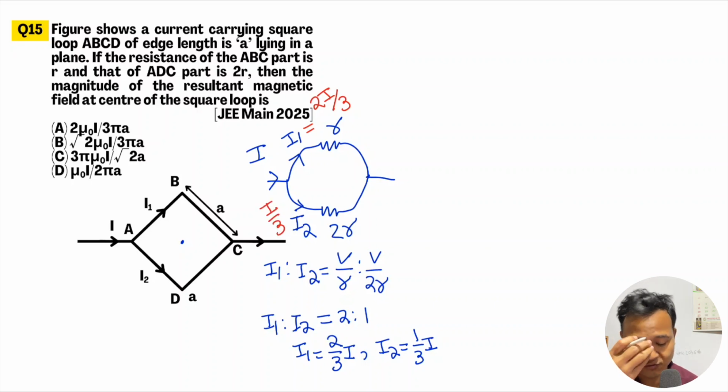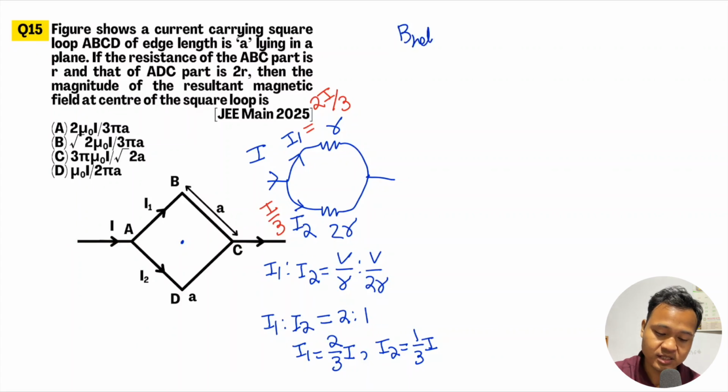Okay, now I know the current flowing through ABC and ADC. Now the magnetic field. The magnetic field at this point will be due to this part, this part, this part, and this part. Since the evaluation point passes through the given point, the magnetic field B net at the center is BAB plus BBC plus BCD plus BDA.